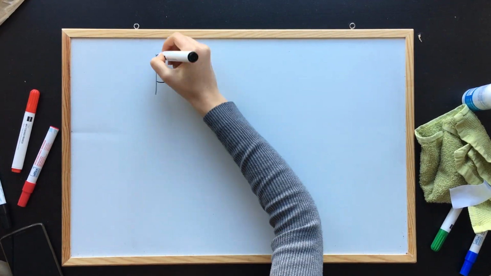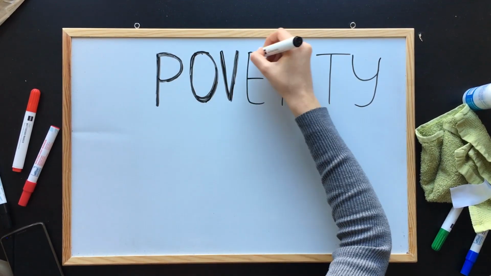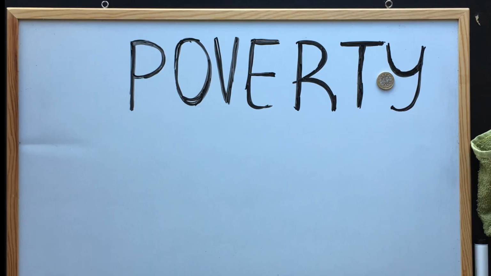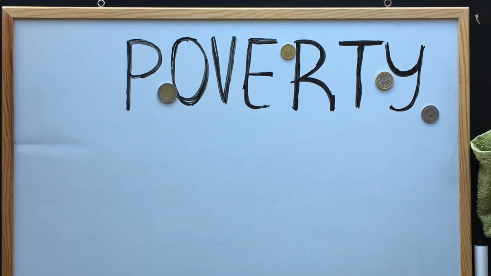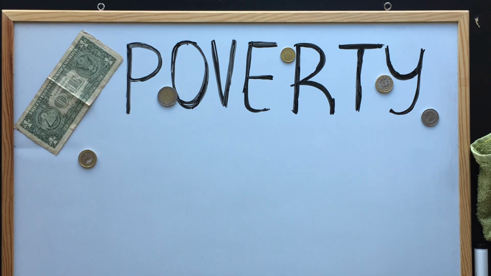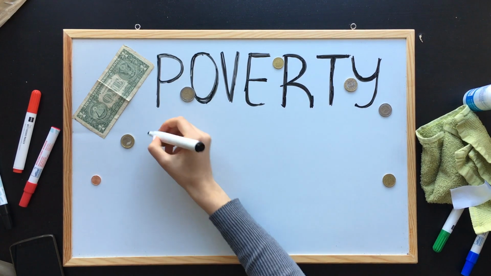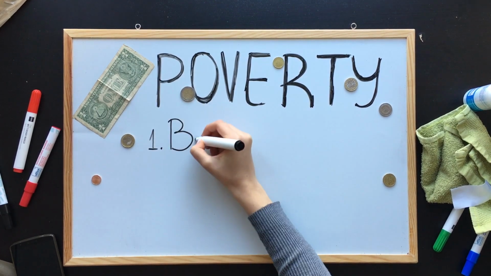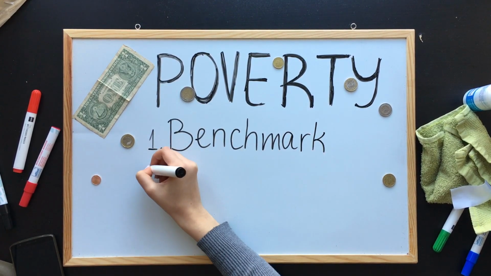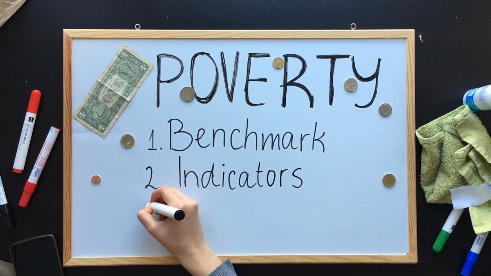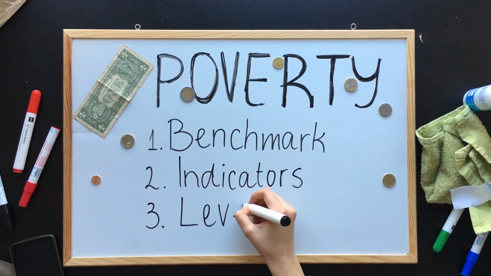How should we measure poverty? Hi, in this video, we address poverty. Specifically, how to measure poverty. There are three main aspects considering poverty. First, benchmarks. Second, indicators. And third, levels.